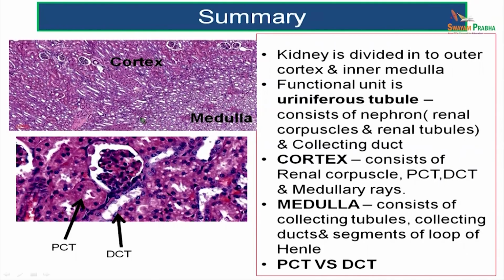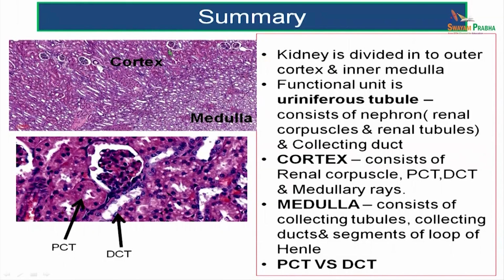So, having learnt about the various histological structures in the section of kidney, let us summarize what we have learnt in a histological section of kidney. As you can see from this picture, the kidney is divided into an outer cortex and an inner medulla. We have seen that the functional unit of the kidney is the uriniferous tubule, which consists of the nephron and collecting duct. The nephron is nothing but the renal corpuscle and renal tubules.